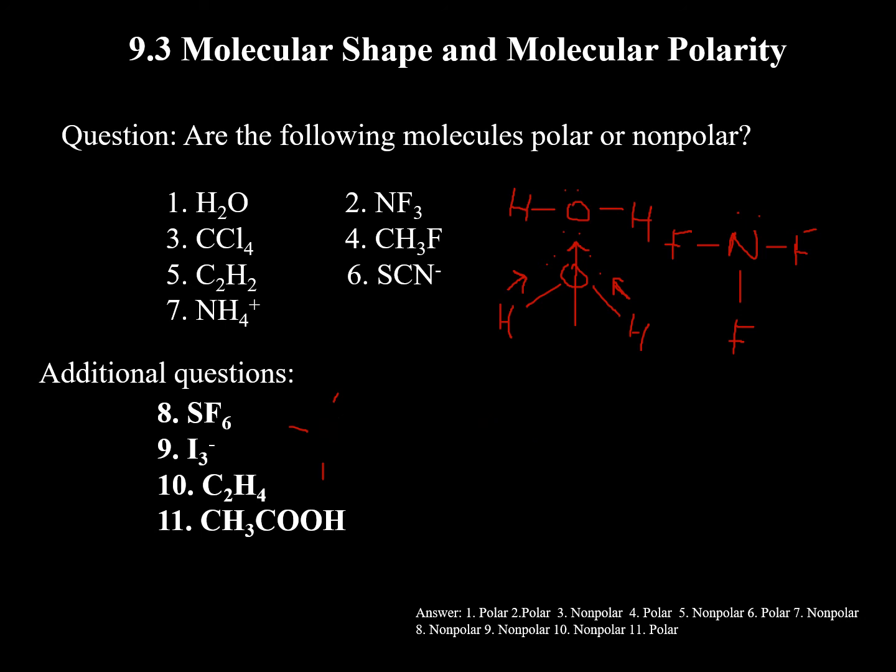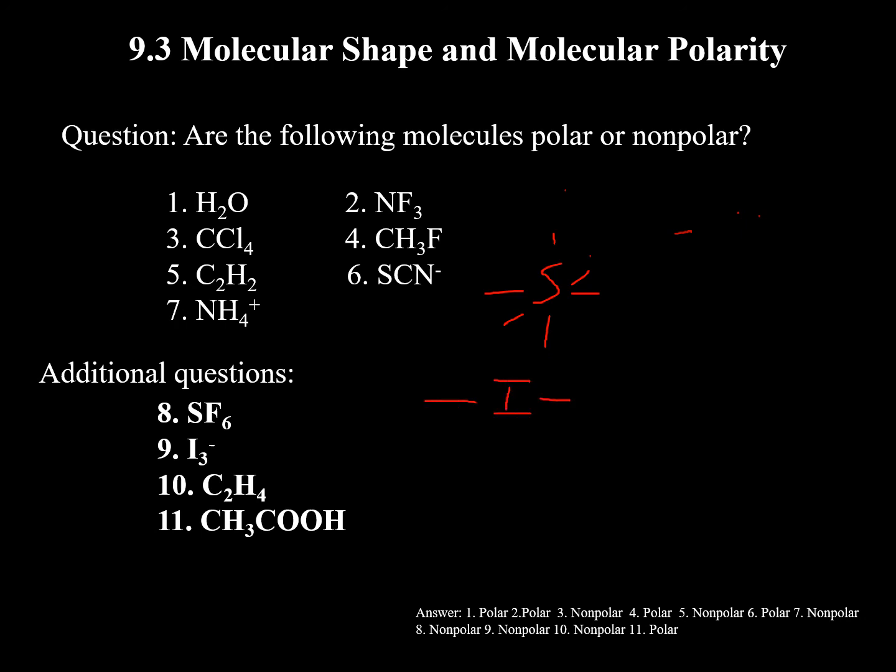So for SF6, we have S in the middle, and then we have 6 groups attached to it. The octahedral, they will cancel each other out. So SF6, 1, 2, 3, 4, 5, 6. There are no lone pairs on the central atom. There are polar bonds, but they cancel each other out. So overall, this would be a non-polar molecule for SF6. Number 9, we talked about already. I said if you have 2 groups and 3 lone pairs, it's a linear molecule. If the atoms on the left and the right are identical, this would be a non-polar molecule.